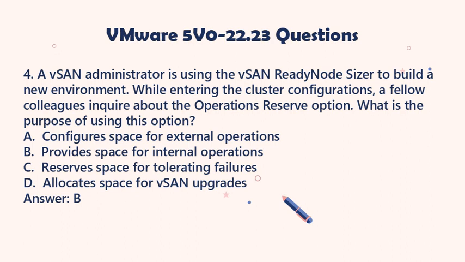4. A vSAN administrator is using the vSAN Ready Node Sizer to build a new environment. While entering the cluster configurations, a fellow colleague inquires about the operations reserve option. What is the purpose of using this option? A. Configures space for external operations. B. Provides space for internal operations. C. Reserves space for tolerating failures. D. Allocates space for vSAN upgrades. Answer: B.